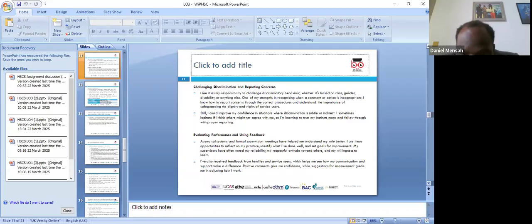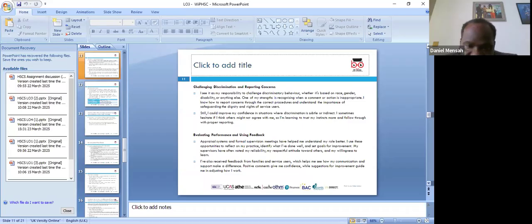So appraisal systems and formal supervision meetings have helped. It's very important in giving feedback. Appraisals help to keep you on track because you might be doing things right. However, you may have a more strategic or more defined way of dealing with situations or goals. And therefore, appraisals give you a check and balance so that you remain within what is expected by the organization or supervisor, to do things in a more structured way.